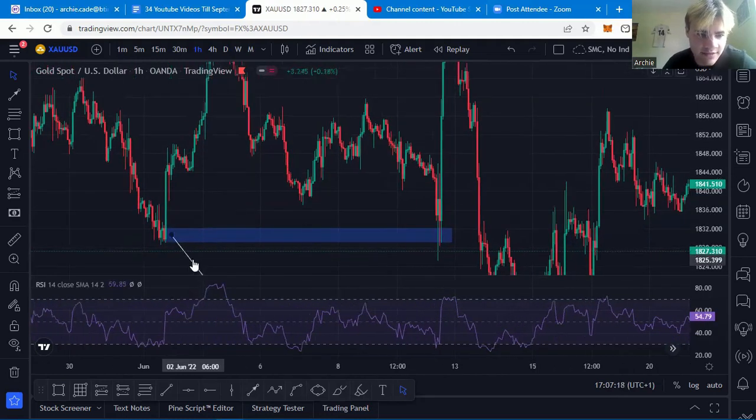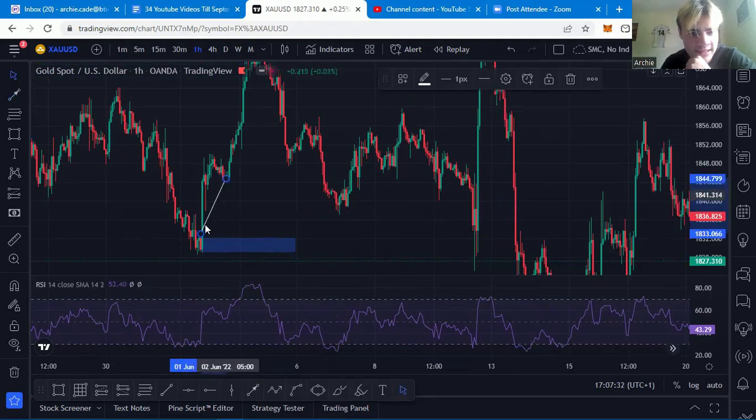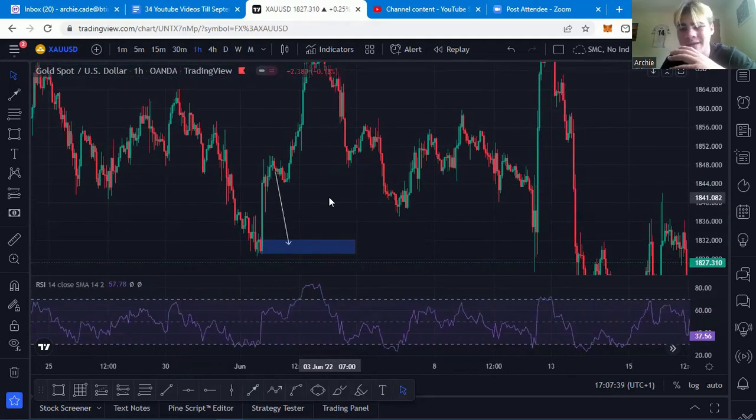Now, if, for instance, let's remove this arrow. We had our imbalance here. We drew it out and we drew it across to here. And the market moved up as it did, up here, up here, up here. But then all of a sudden, the market dips instantly back into this imbalance. What I say is it's not got enough space. It needs breathing space to grow and develop and become more powerful.